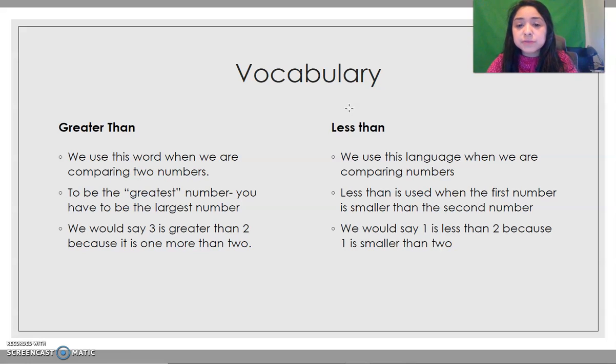So we use this language when we are comparing numbers, and less than is used when the first number is smaller than the second number. So one example of this is we would say 1 is less than 2 because 1 is smaller than 2. So we use this when we want to compare numbers. So if I say the numbers 3 and 4 and I ask you to pick less than, I'm asking you to pick the smaller number, the smallest one. Okay? So we're going to be practicing this, and we're only going to understand it with more practice.